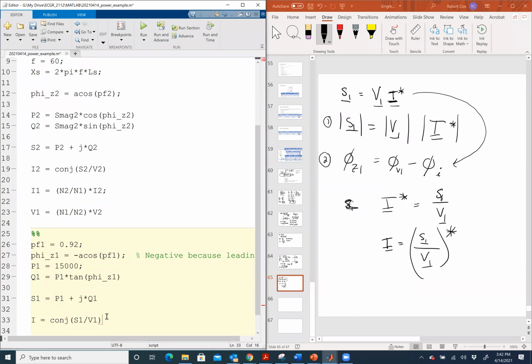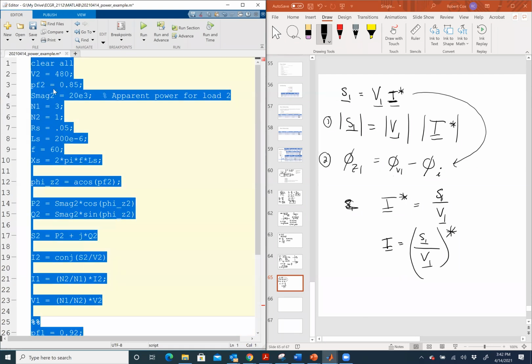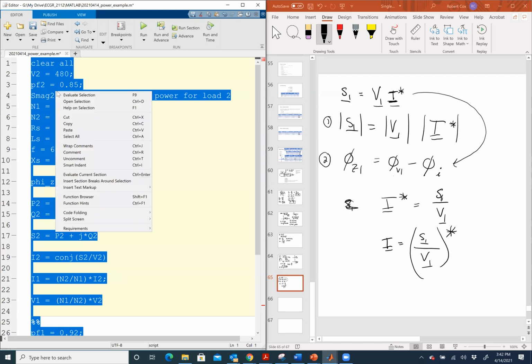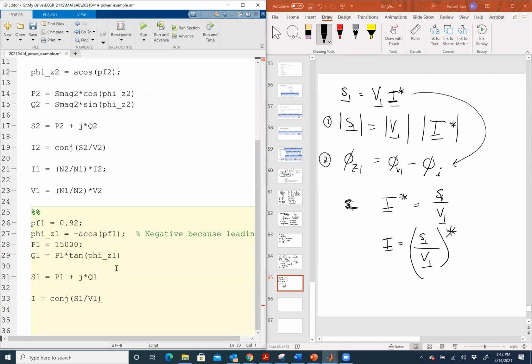Now let me ask you this. Where is the angle of that load going to be? First quadrant or fourth quadrant? Fourth. So this is a leading load. Leading load means what? That's a capacitive load. In a capacitor, I leads V, right? So it's going to be the first quadrant. Phi Z is in the fourth quadrant, but the current is going to be leading the voltage, all right?